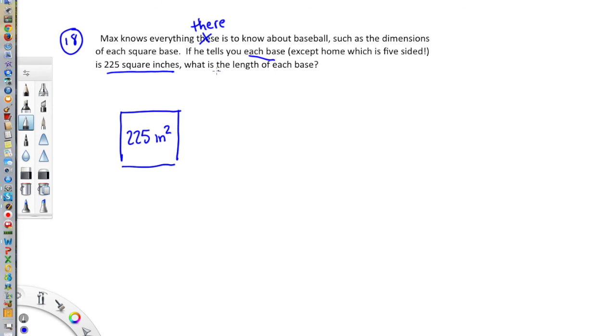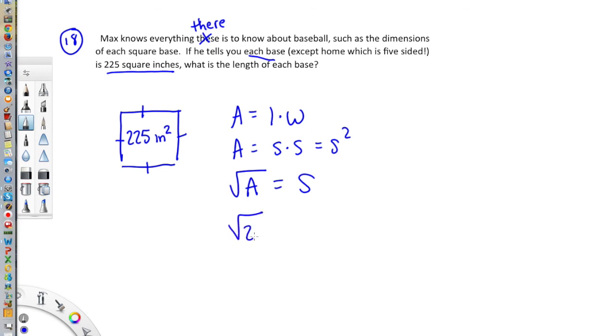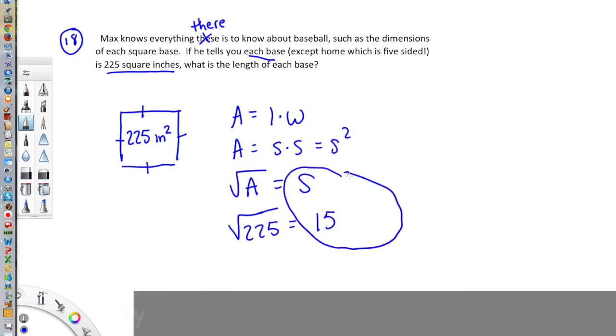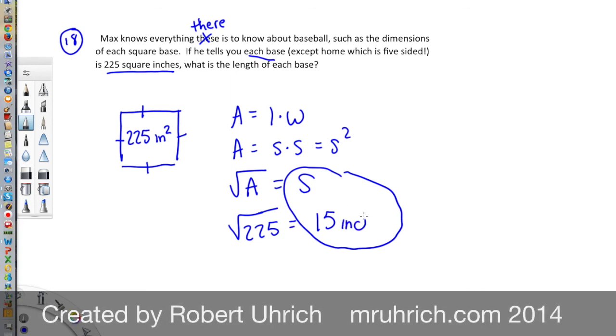Okay, that's the area. What is the length? Well, we know all these lengths are going to be the same since it's a square. Each side is the same. We get area by taking length times width, and length and width are both the same thing, so area is equal to side times side, or side squared. What is the square root of the area? That's going to give us the side, and the square root of 225, or what times what will give us 225, is 15. Okay, so the answer is 15 inches, and we are done.